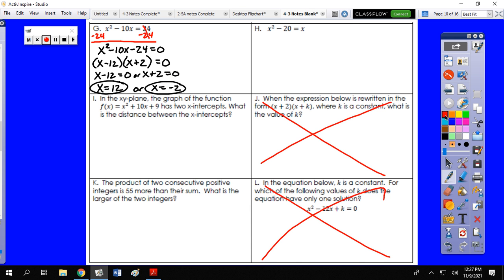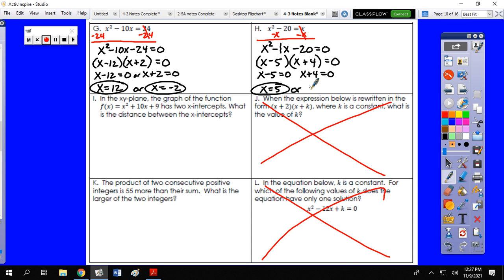Same thing on letter H. We need to move that x so that it is in the middle. Okay, we need to rewrite that expression as x squared minus x, which would be 1x minus 20 equals 0. Then we need to find the two numbers that multiply to negative 20 and add to negative 1. Well, that would be negative 5 and positive 4. Each of those factors gets set equal to 0 using the zero factor theorem. And then we solve those equations to give us our solutions, x equals 5 and x equals negative 4.